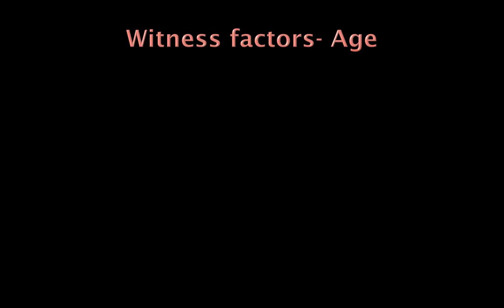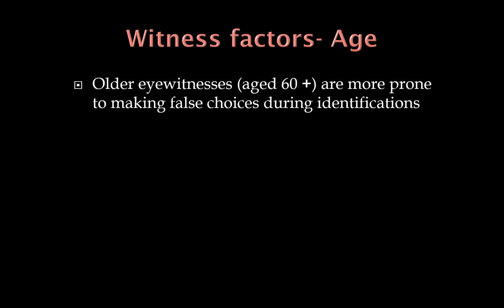It's an obvious factor, which is age. As you might guess, people who are quite a bit older or quite a bit younger are less reliable as witnesses. So for example, older eyewitnesses, people more than 60 years of age, are more prone to making false choices during identifications than younger adults. And of course, this is sort of linear. I mean, you wouldn't expect that much of a difference between somebody who's 60 versus maybe 25.